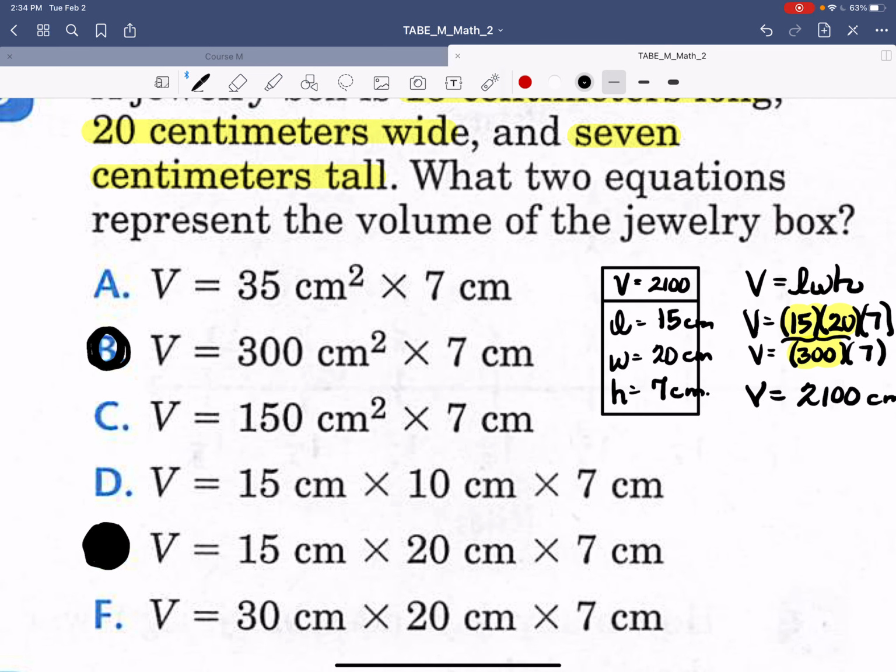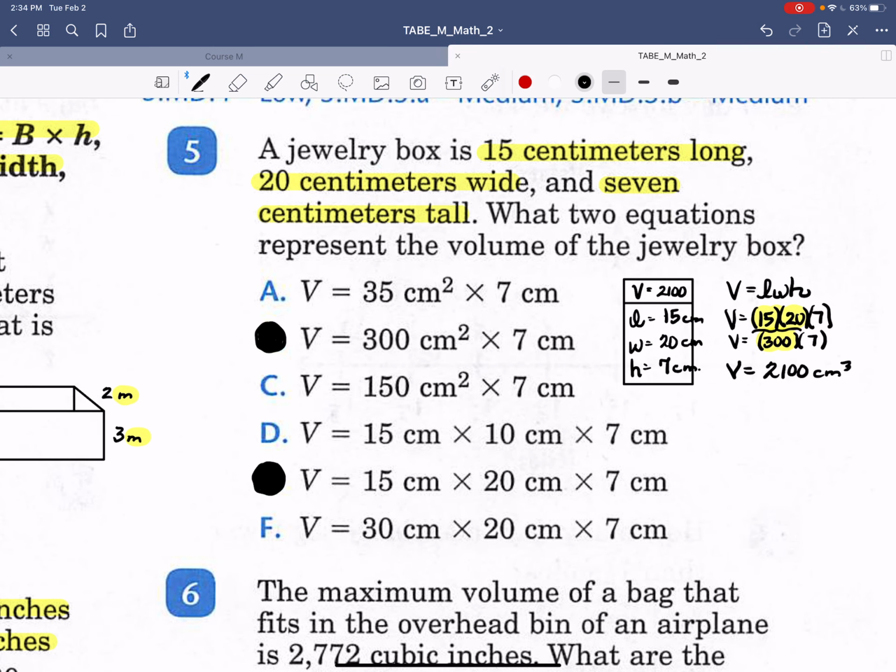So they can ask you to simplify completely. They can ask you to simplify halfway, whatever they want to do. But for number 5, you're really using those 2 formulas that we started with in this lesson. But I want you to see why it's that way. So number 5 is B and E. That's a good question.